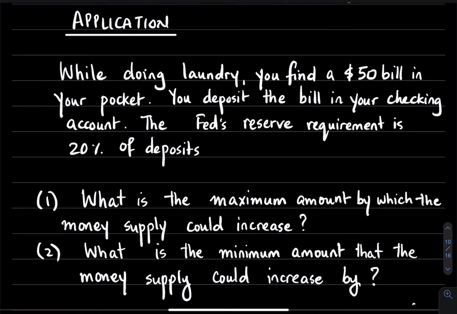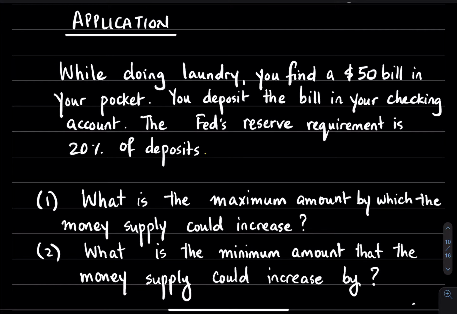In this video, we're going to take a look at an application of the money multiplier. Let's think about a scenario. While doing laundry, you find a $50 bill in your pocket. You deposit the bill in your checking account. Now, the Fed's requirement is 20% of deposit. So this is the reserve requirement of the Federal Reserve.